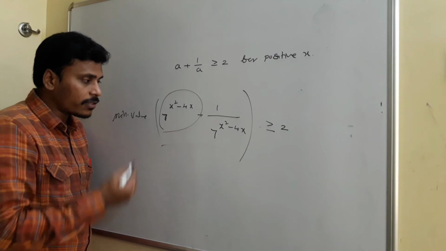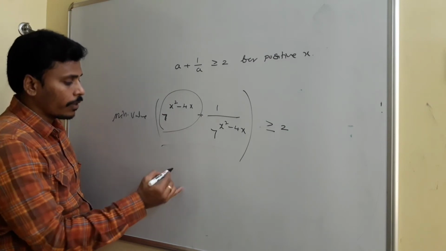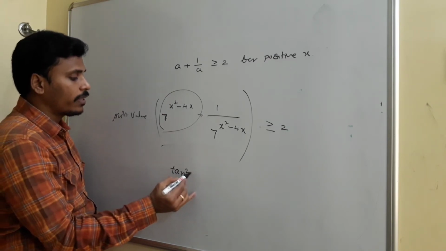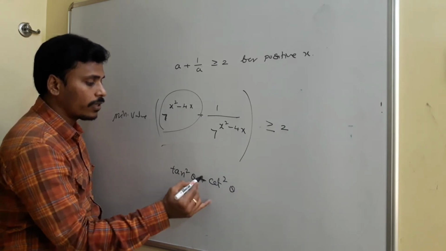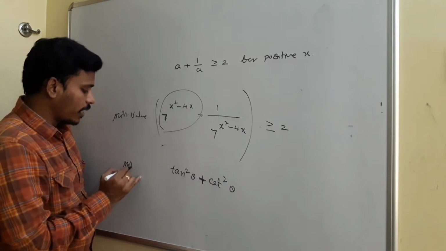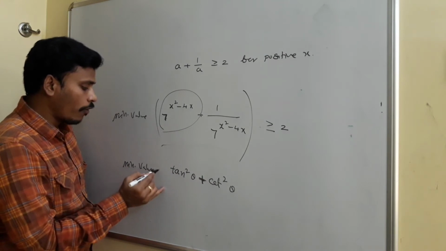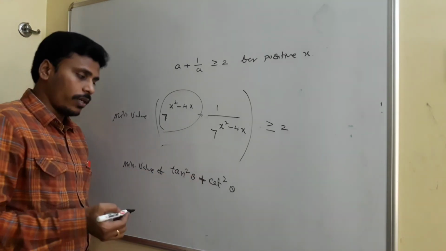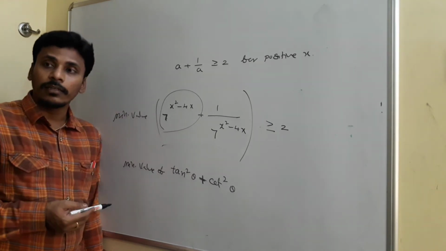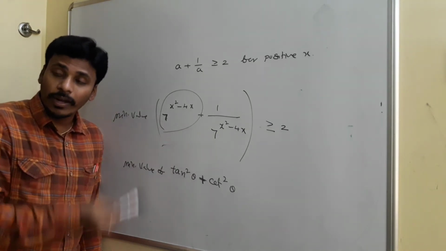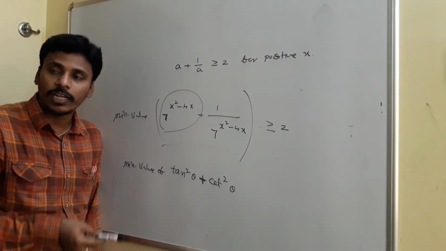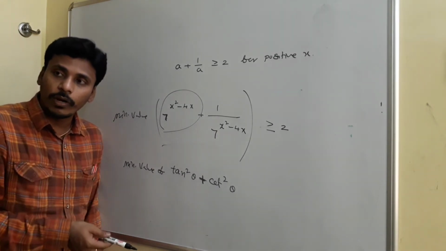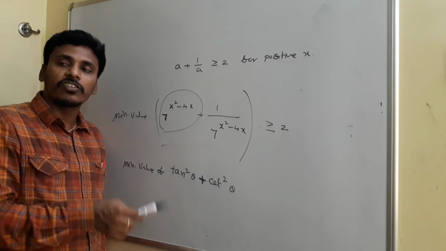Is it clear? Suppose something like tan square theta plus cot square theta. What is the minimum value of tan square theta plus cot square theta? We have many options again here. Theta may be 1 degree, 2 degrees, 3 degrees, 4 degrees, 5 degrees, 30 degrees, 45 degrees, 60 degrees, 61 degrees, 65 degrees, 90 degrees, or anything.